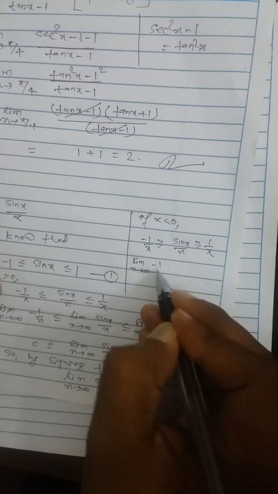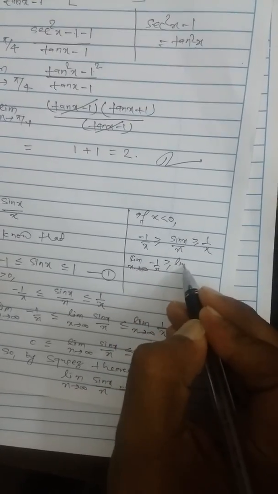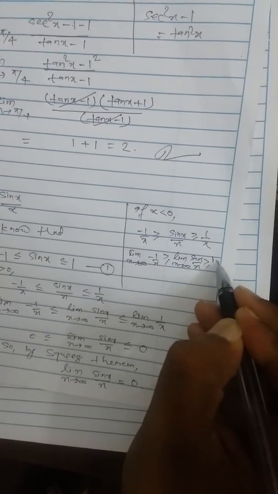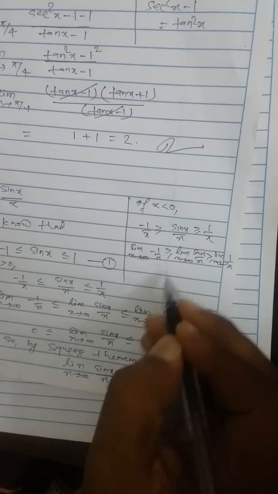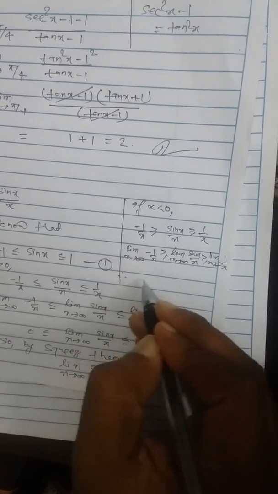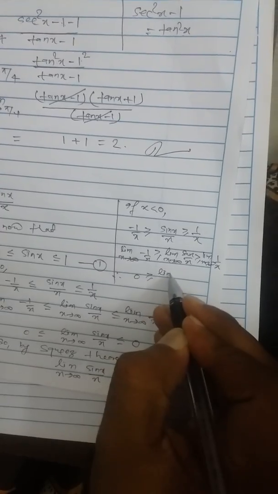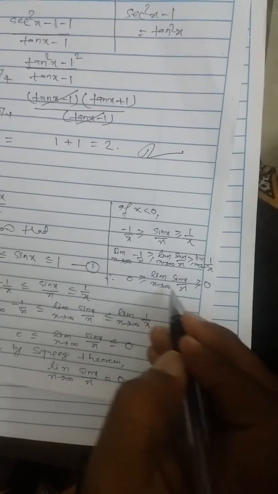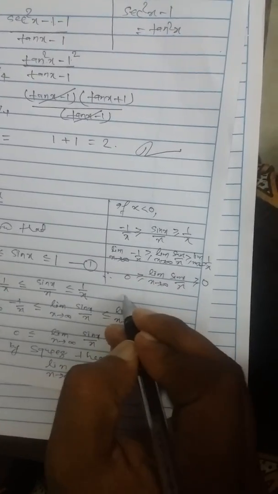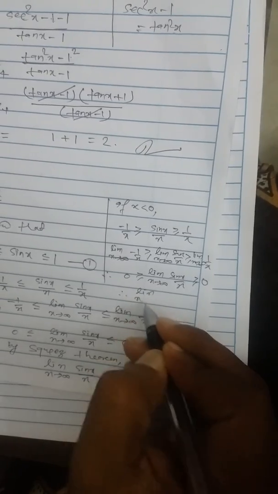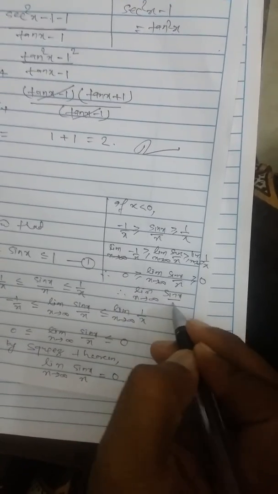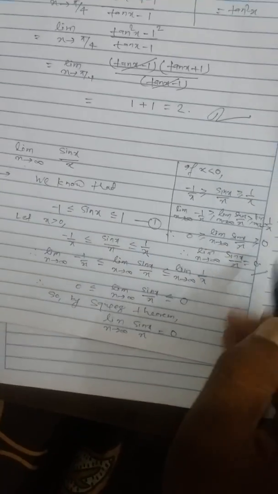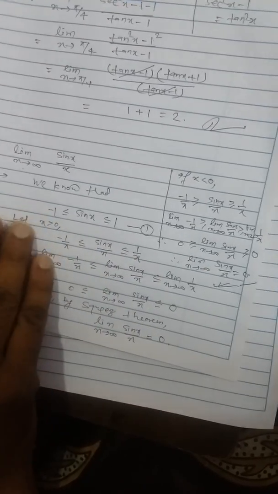The limit as x tends to infinity of -1/x is greater than or equal to the limit of sin x / x, which is greater than or equal to the limit of 1/x. Again, if you substitute x equal to infinity, this is 0, greater than or equal to the limit of sin x / x as it is, and this one is also greater than or equal to 0. Hence again, by the squeeze theorem we can say that the limit as x tends to infinity of sin x / x equals 0. So in either case, the limit equals 0. Move to the third question.